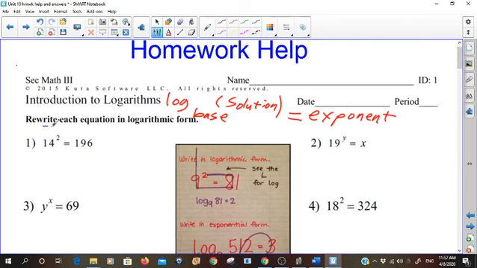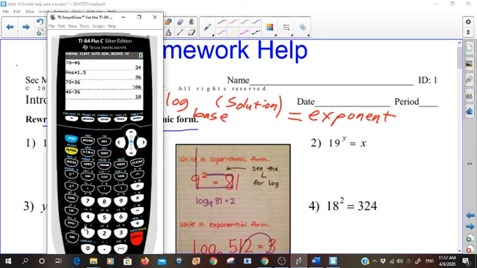And so basically we're just rewriting each equation in logarithmic form. So what I mean by logarithmic form is, first of all, this is a true statement, right? 14 squared equals 196. Let's prove it. Okay, so 14 squared is 196.